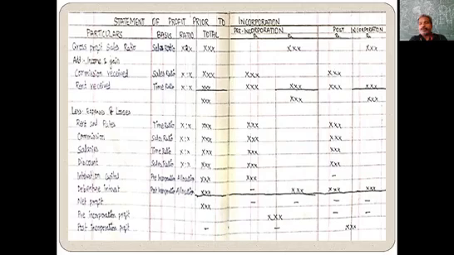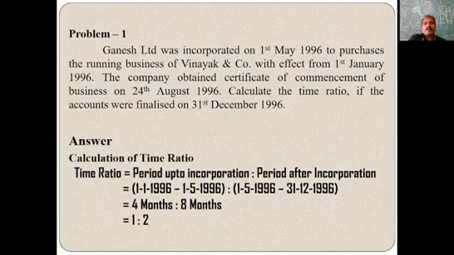Now we will move to problem number 1. First we will start with basic problems and then move to statement problems, right? So problem number 1. Ganesh Limited was incorporated on 1st May 1996 to purchase the running business of Vinayak and Company with effect from 1st January 1996. The company obtained the certificate of commencement of business on 24th August 1996.